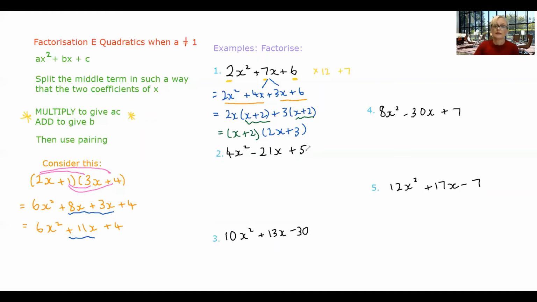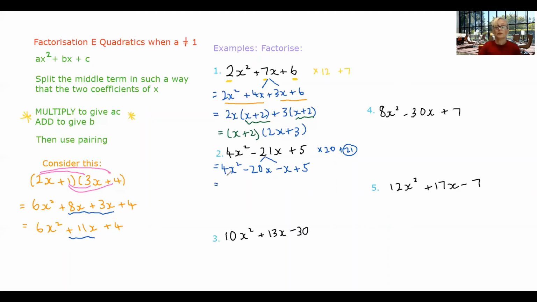Okay, what's AC here? Well, AC is going to be 4 times 5, which is 20. So we want two numbers to multiply to give 20, and we want them to add to give negative 21. Okay, if they're multiplying to give a positive 20 and adding to give negative 21, they must both be negative numbers, mustn't they? So negative 20 and negative 1 sound pretty good. And again, it doesn't matter which one you write first, but what we've done is we've split our negative 21x up into our negative 20x minus x.